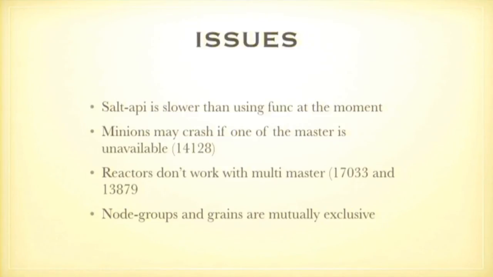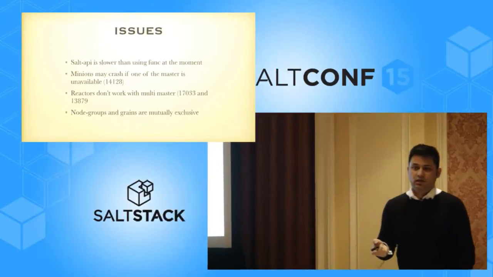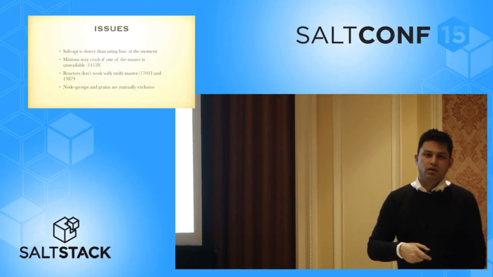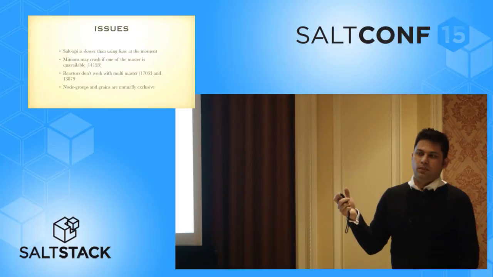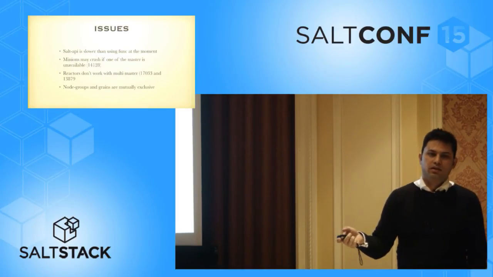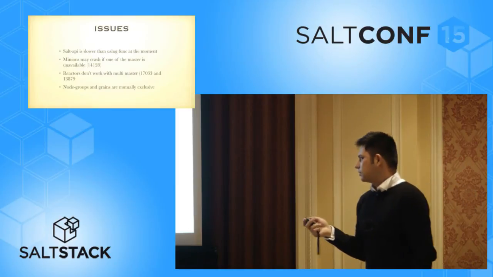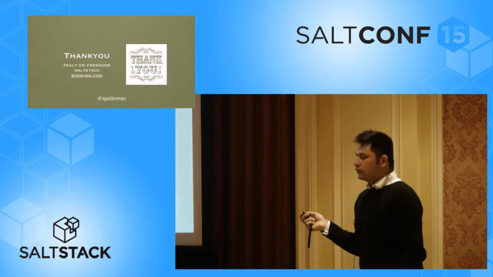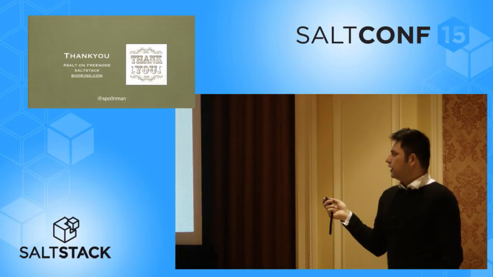Node groups and grains are mutually exclusive. So essentially, you can't say, in this node group, give me all the boxes which match this grain. You can do either. So that's also a pain point. That's it. That's all I have to say.